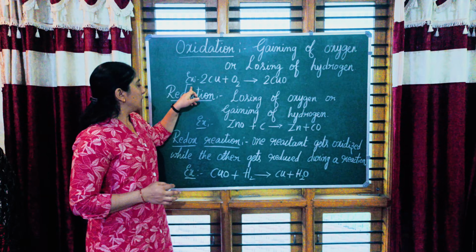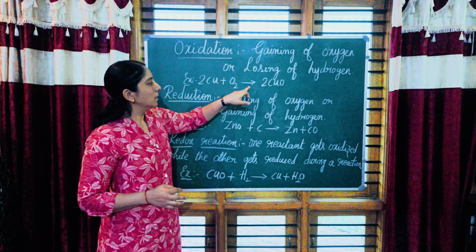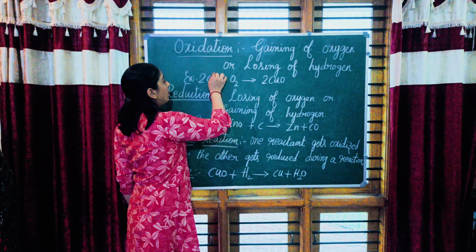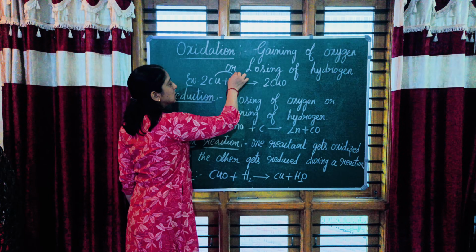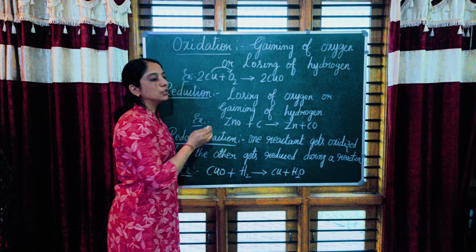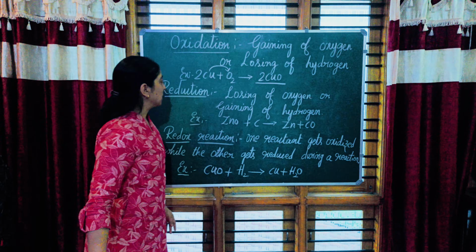So we take an example here. Copper, when it reacts with oxygen, forms copper oxide. See here, copper reacts with oxygen. It forms copper oxide. That means gaining of oxygen by copper. So we call this an oxidation.